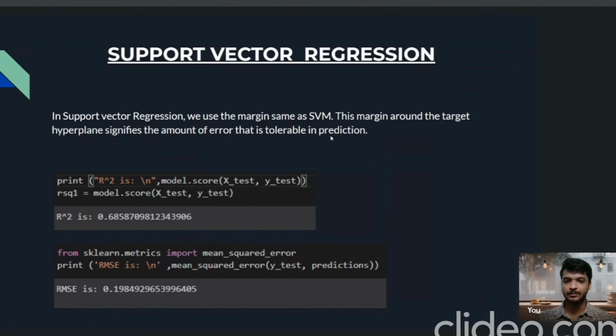In SVR, the best fit line is the hyperplane that has the maximum number of points. Here, in SVR, we use the margin same as SVM. This margin around the target hyperplane signifies the amount of error that is tolerable in prediction. The metric values based on the dataset by using the SVR model are shown on the slide. The R-square value is 0.685 and the RMSE is 0.198.